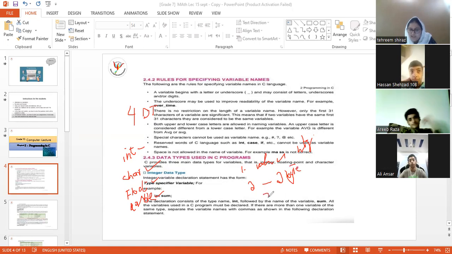And their range is -32768 up till positive 32768. Now, this is the range. This is the characteristics of the first data type, which is integers. First of all, they contain integer values. Second, they hold only 2 bytes of space in the memory. And the third one, their range is -32768 to positive 32768, right?